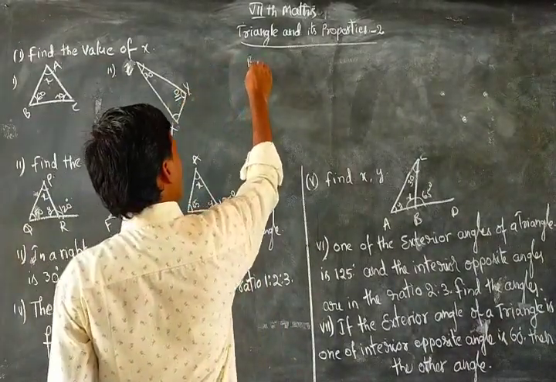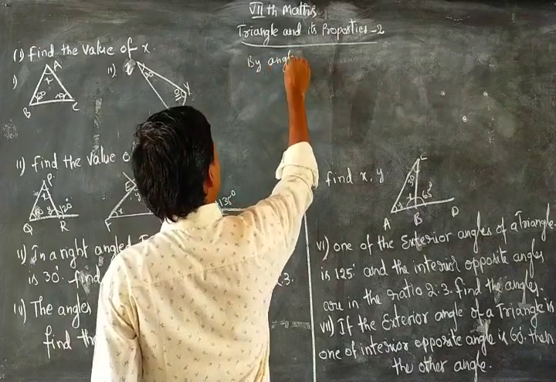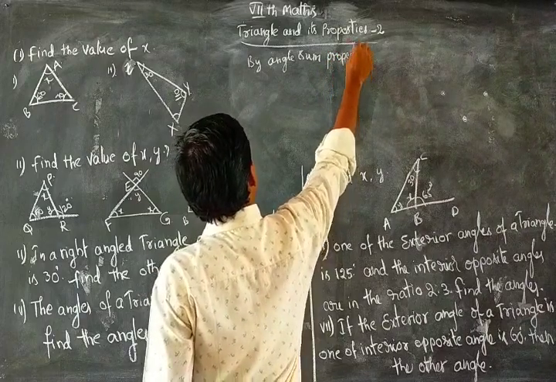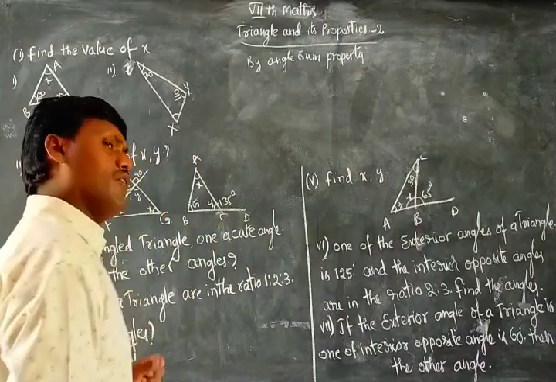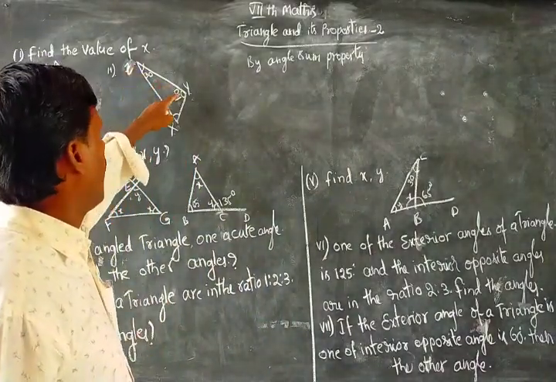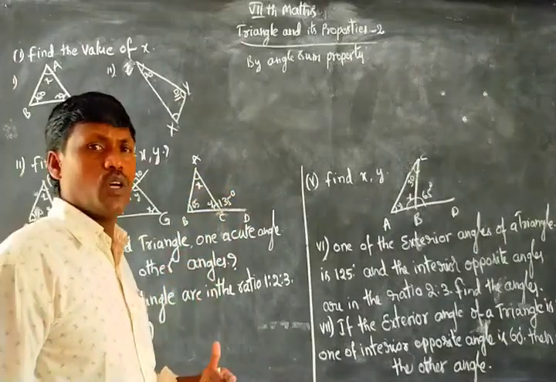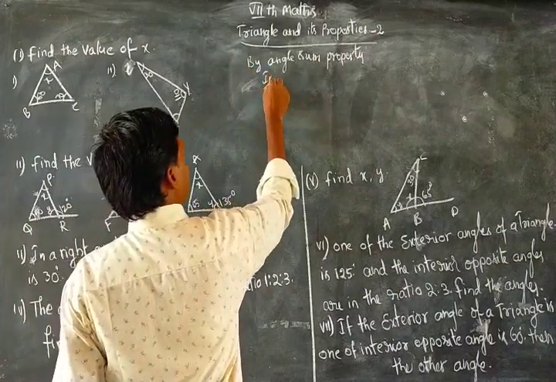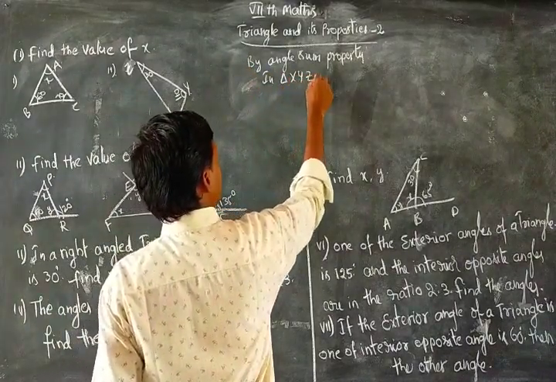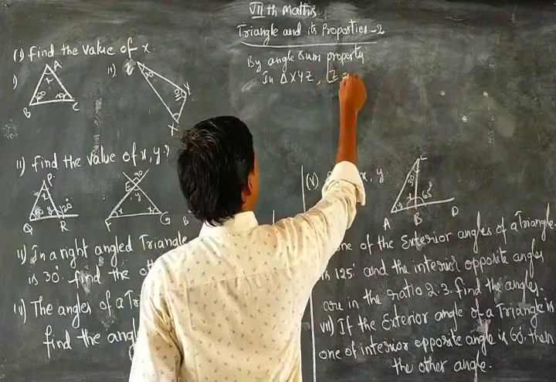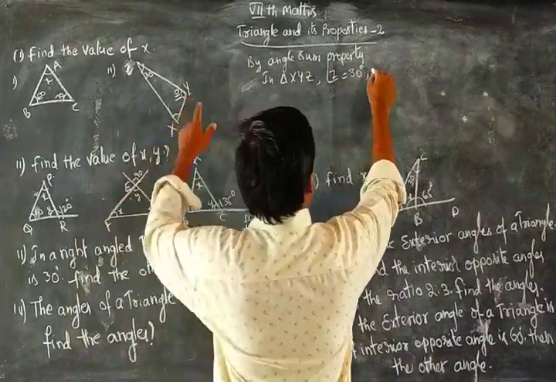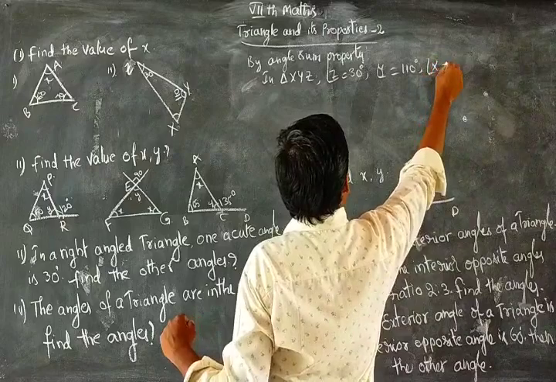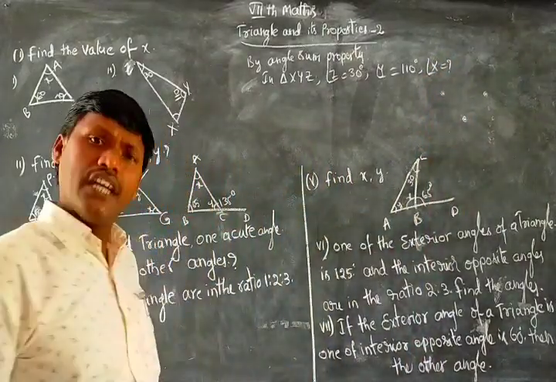Again the same angle sum property. What does it tell us? The sum of all angles in a triangle is equal to 180 degrees. We can write, in triangle xyz, what is given? Angle z is equal to 30 degrees. Angle y is equal to 110 degrees. We don't know angle x. We have to find angle x.